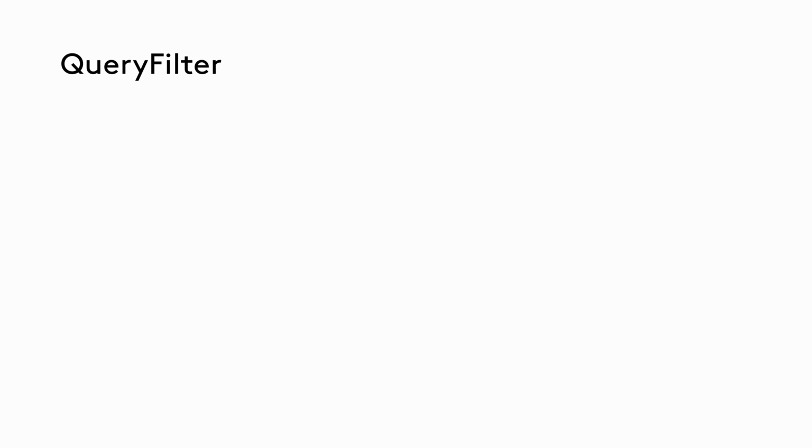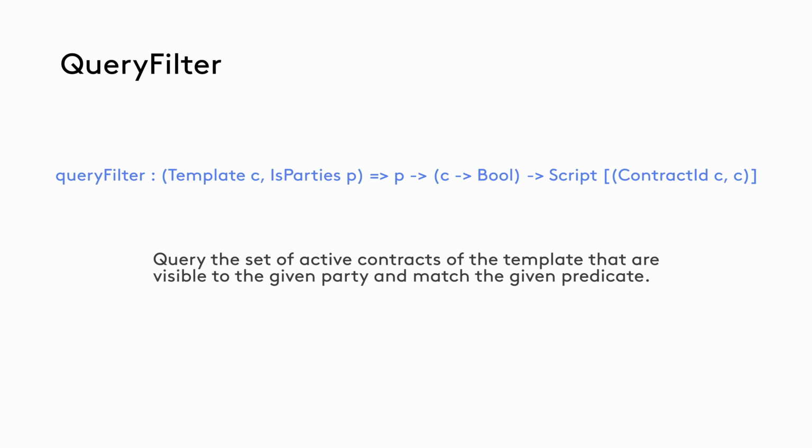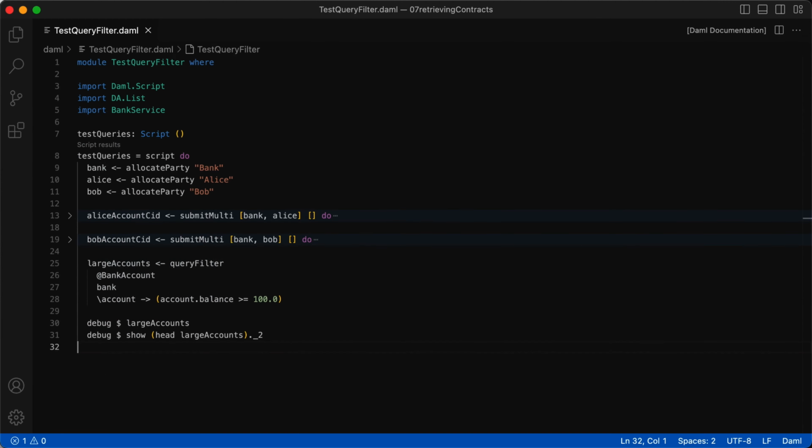The next type of query is when we want to filter out the query results based on a predicate, which is a Boolean condition the contract must fulfill to be selected. The function is QueryFilter, to which we pass the template, the party, and the predicate. It returns the set of active contracts of the template that are visible to the party and match the given predicate. In this example, we want to filter out those accounts that have a balance equal to or larger than 100. The query filter will take the template bank account and party as bank. We can then use a lambda expression, which takes an account and checks for the predicate account.balance and whether it's greater than or equal to 100.